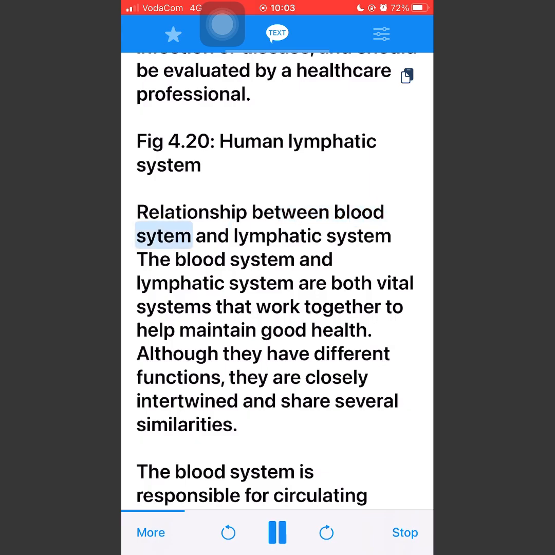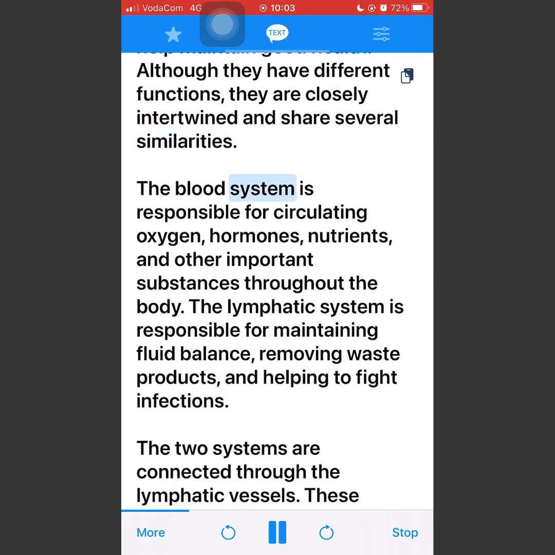Relationship between blood system and lymphatic system. The blood system and lymphatic system are both vital systems that work together to help maintain good health. Although they have different functions, they are closely intertwined and share several similarities. The blood system is responsible for circulating oxygen, hormones, nutrients, and other important substances throughout the body. The lymphatic system is responsible for maintaining fluid balance, removing waste products, and helping to fight infections.